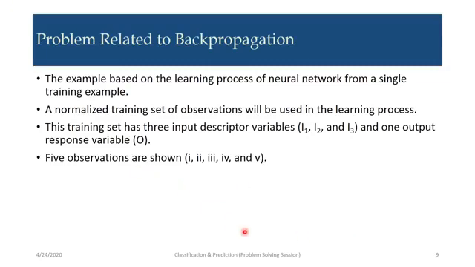Now we will start another problem related to back propagation. The example is based on the learning process of a neural network from a single training example. We have multiple examples, but we have taken a single training example and shown in this example how the learning phase occurs for the neural network. A normalized training set of observations will be used in the learning process. This training set has 3 input descriptor variables, I1, I2 and I3, and 1 output response variable, O. So 5 observations are shown in the figure in the next slide.